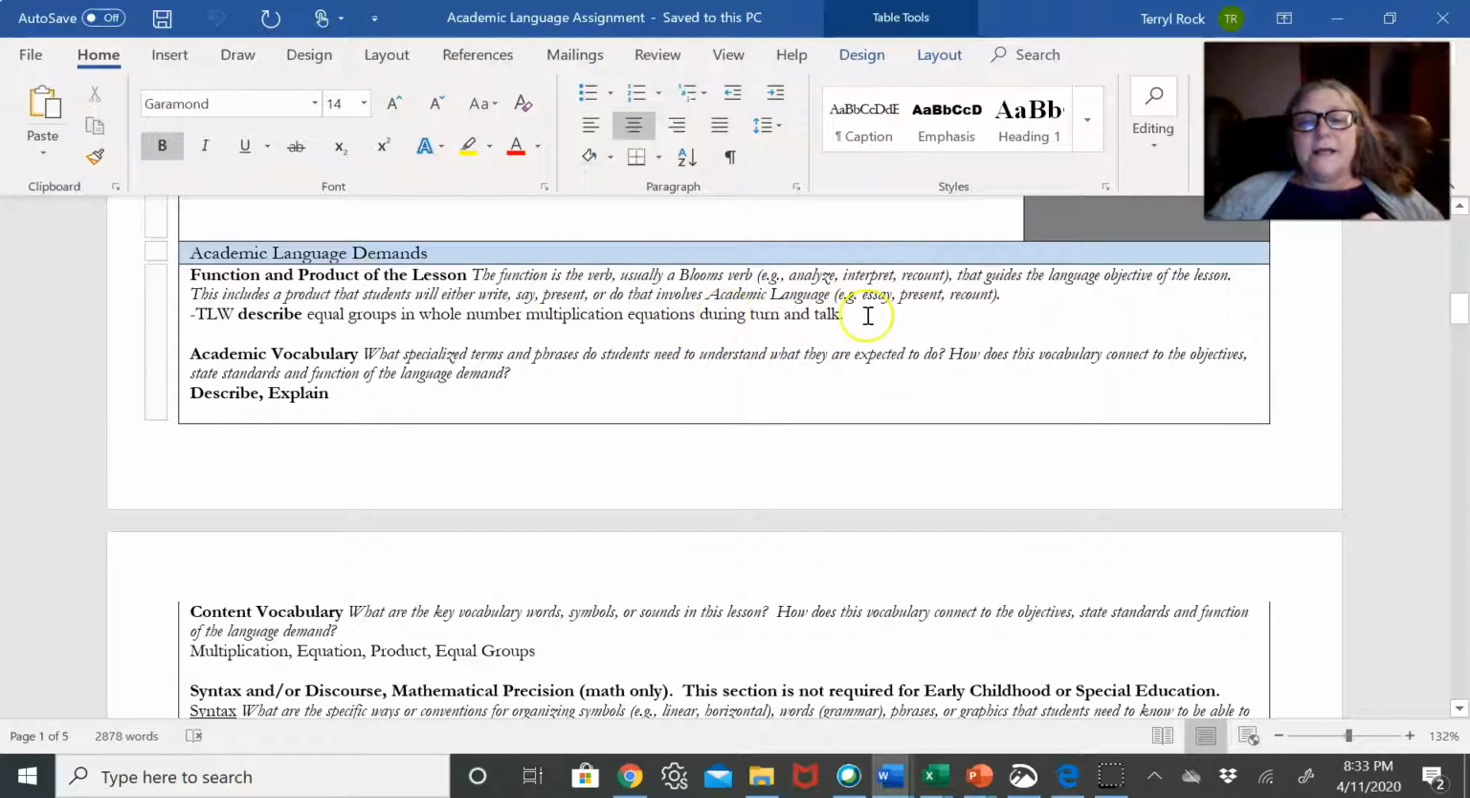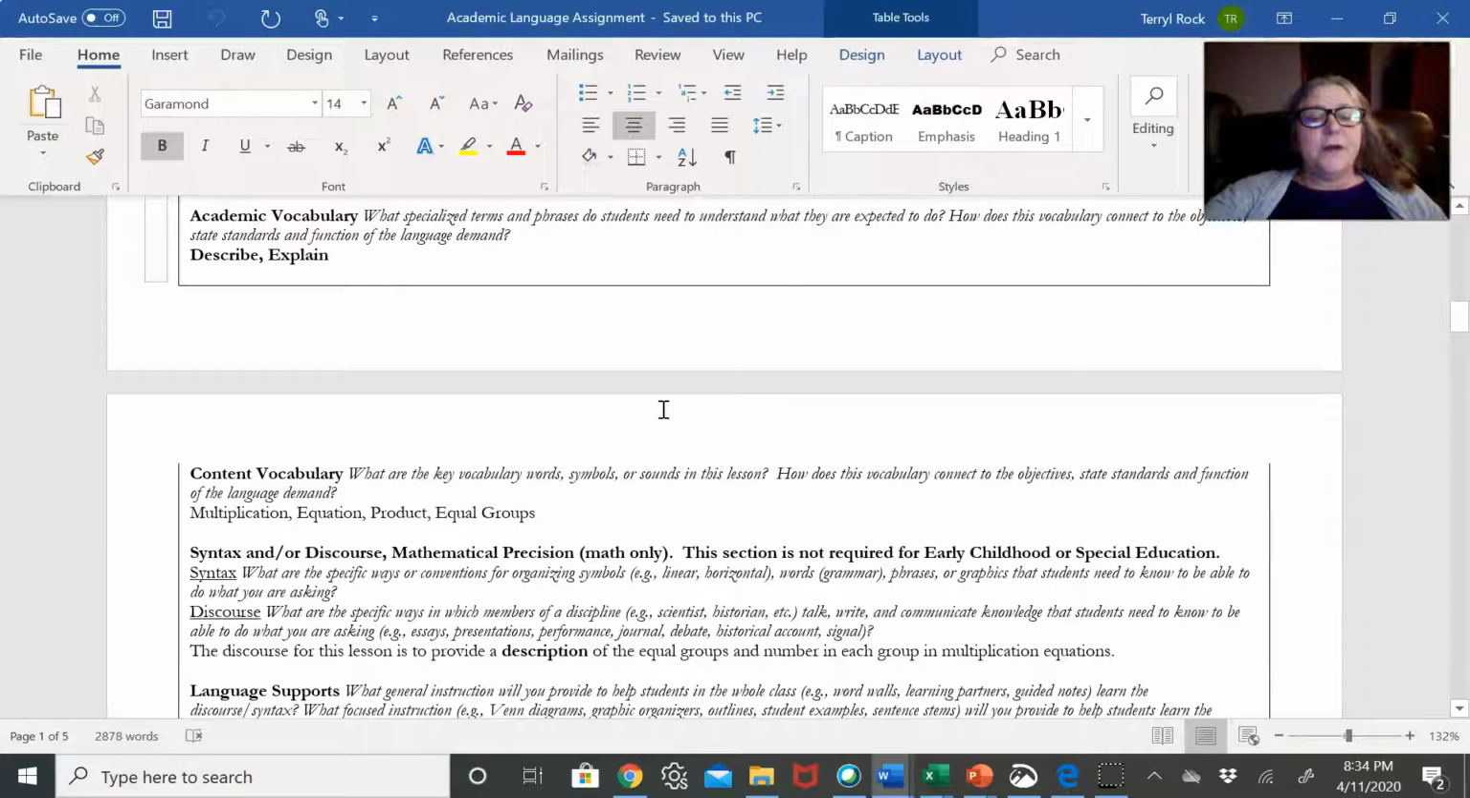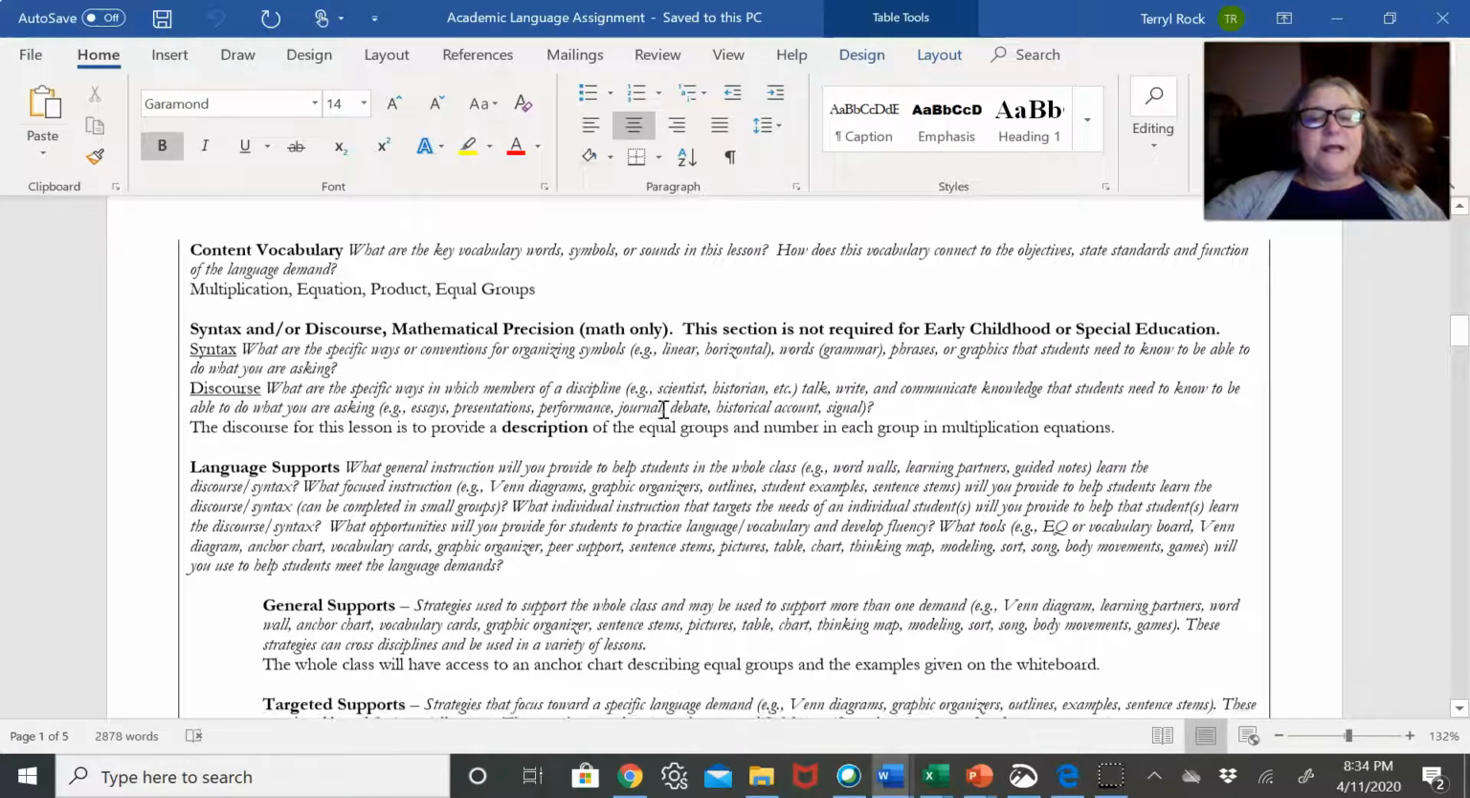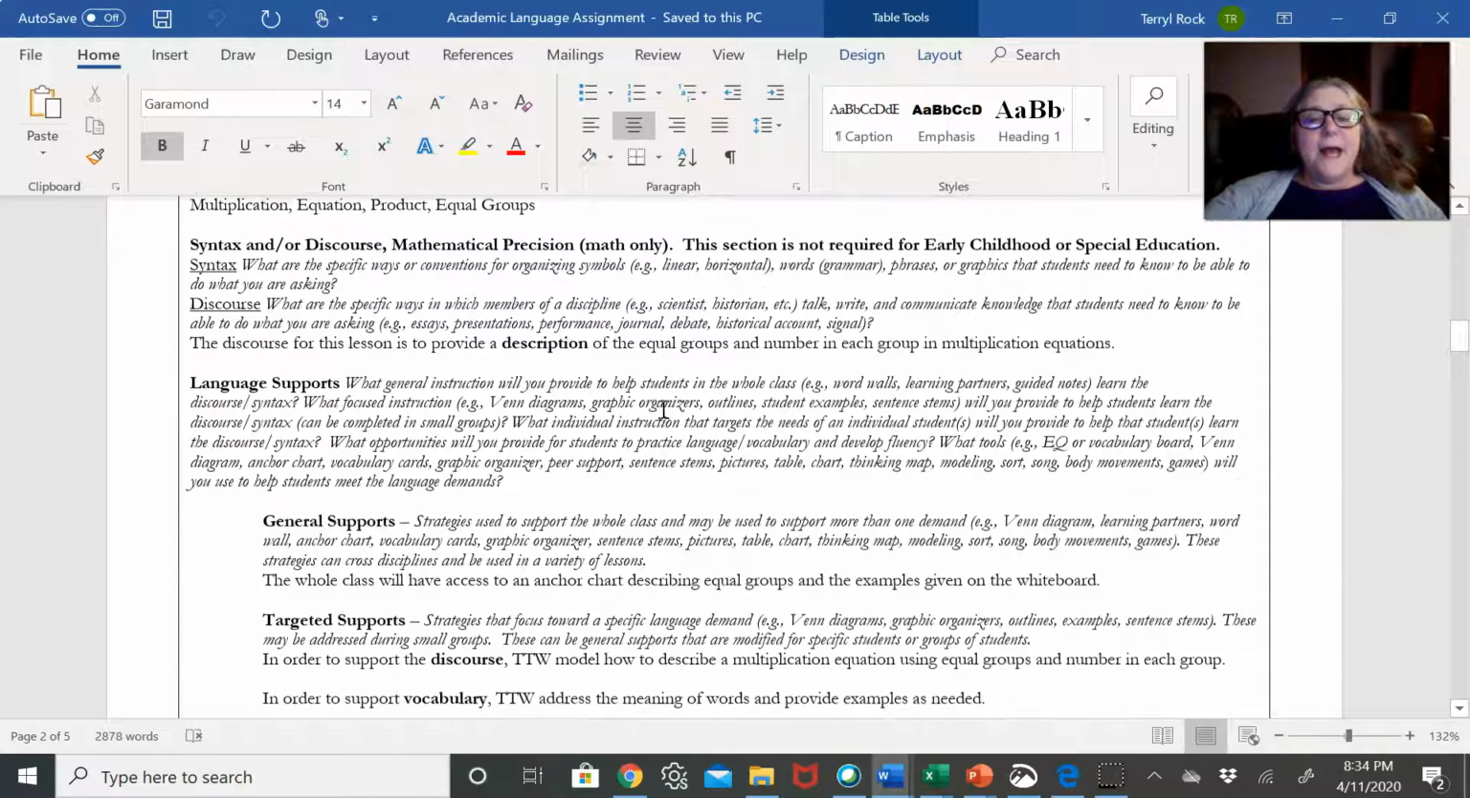So immediately I know just from this one sentence that this student is thinking about how they are able to take a language activity like a math talk, a turn and talk, and now they're not talking about multiplication equations and how to teach it. They're describing this language activity. So the academic vocabulary and content vocabulary, you all don't seem to have any difficulty coming up with that.